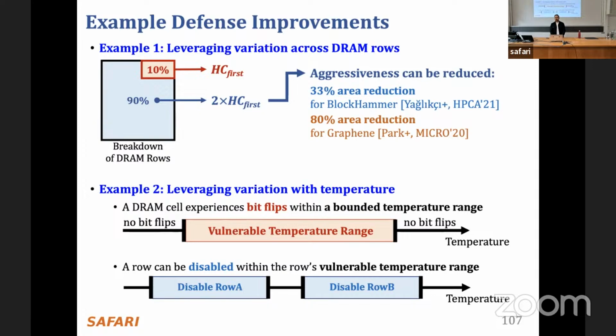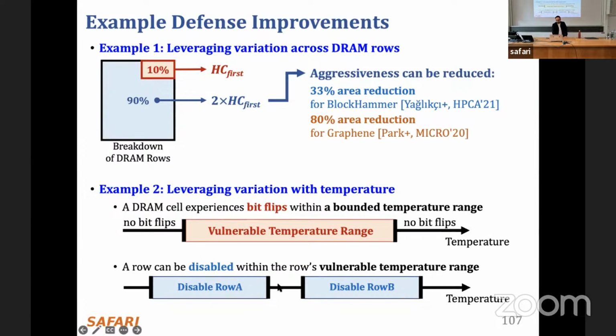If you configure your mechanism to behave for the worst case among your DRAM rows, then you end up overprotecting a lot of rows. And then it comes at a significant performance cost. And for some mechanisms that implement sophisticated metadata management structures, it also increases their area overhead. So you can get rid of those by leveraging this kind of circuit level observation.